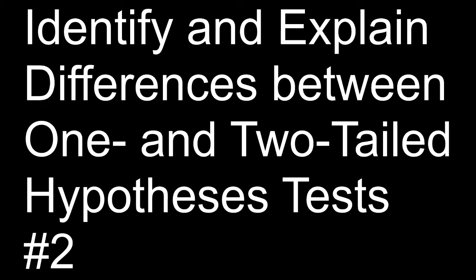This video is on the objective: identify and explain differences between one and two-tailed hypothesis tests. So this is number 2. This is the second video on a question related to this objective that I'm doing from your Newton Ulta homework. So hopefully you've seen the first one. I'm going to go through an explanation again, but take a little less time on it this time.